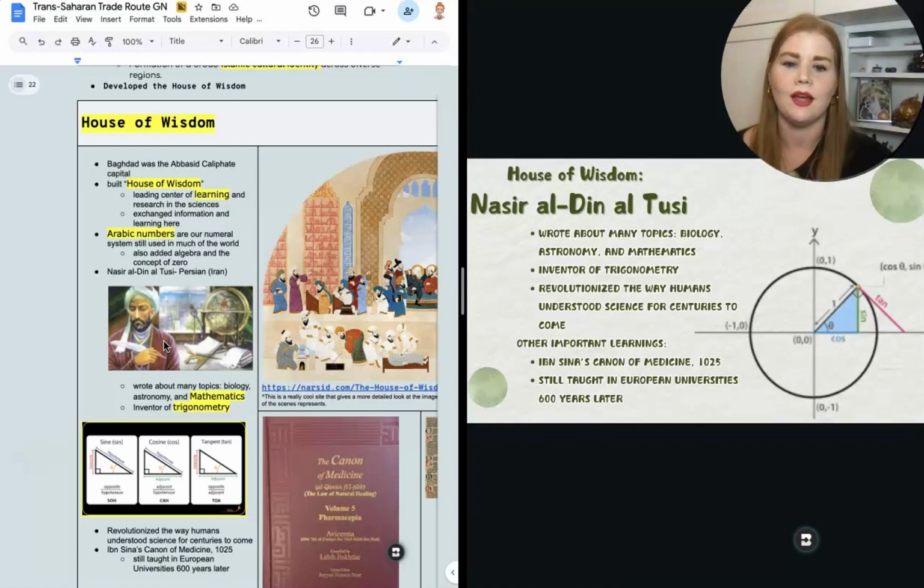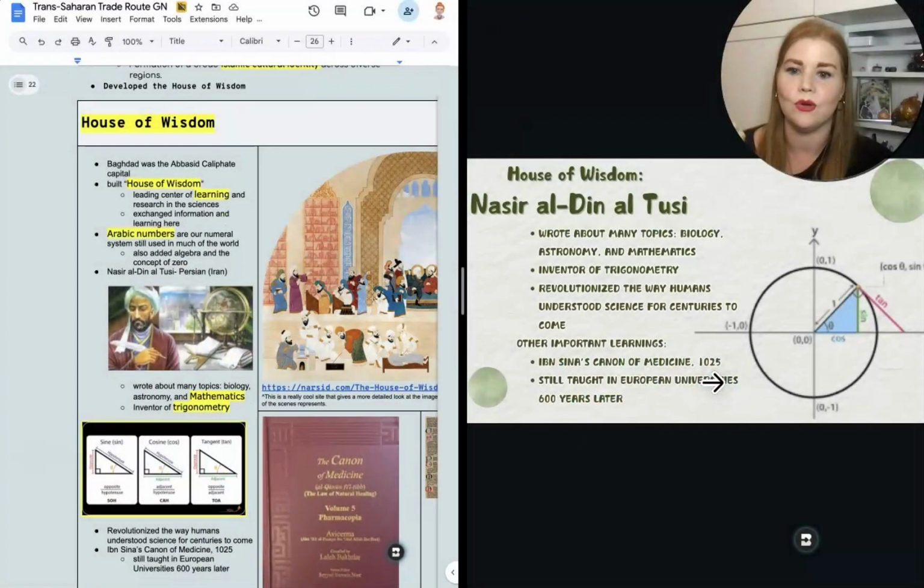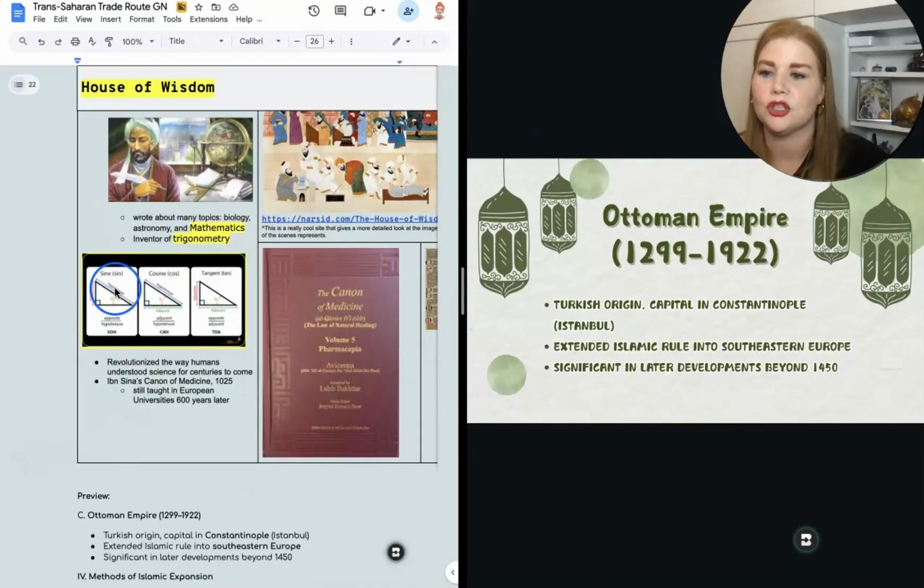It is essential, okay? We've already talked about the Canon of Medicine, that textbook that's going to teach about how to actually cure people. It's coming out of this as well, and it is still taught in European universities 600 years later, okay? So you can see we've got a little bit of trigonometry here.